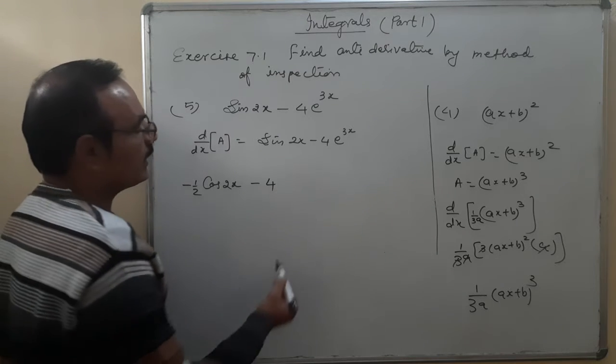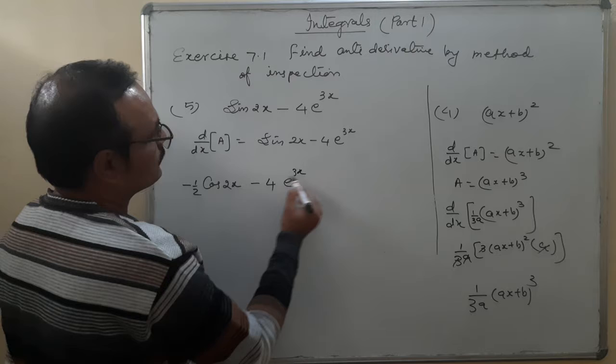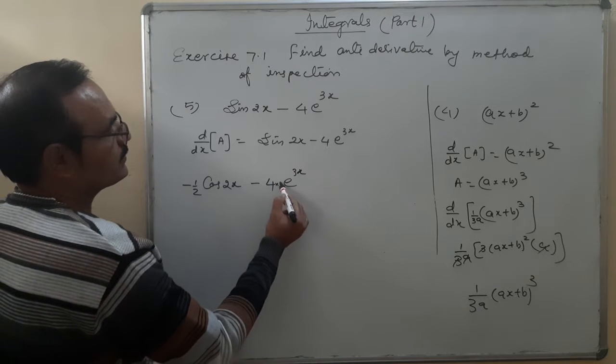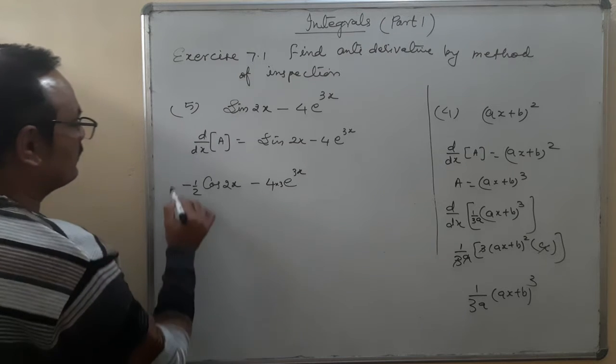Integration is same as e to the power x. So e to the power 3x, 4 as it is, e to the power 3x upon 3. For balancing here I have to put 3. Okay. Now you can check it.